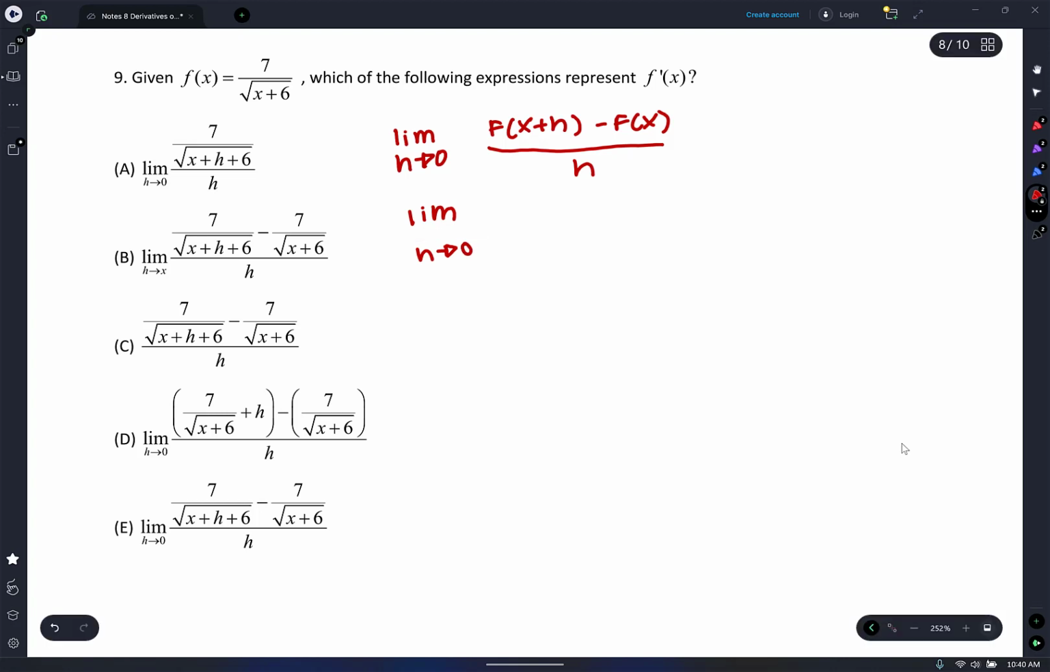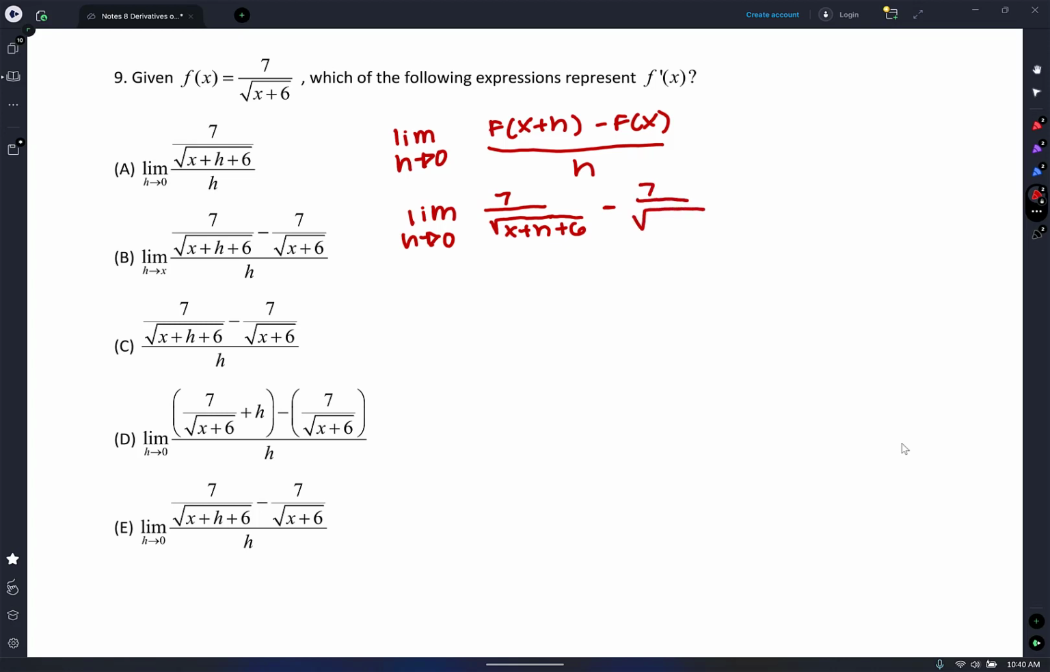Wherever there's an x, just put x plus h. You're not gonna have to do the algebra.